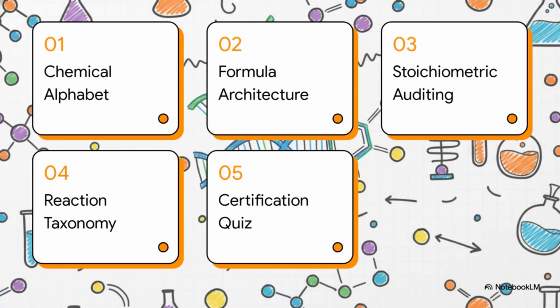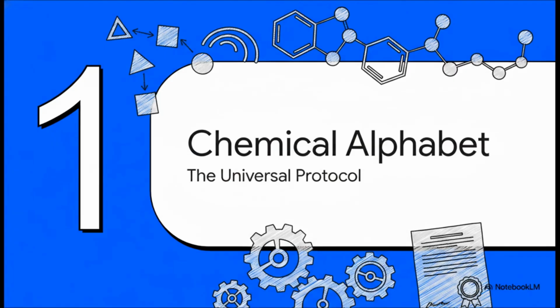So, here is our game plan for today's structured onboarding curriculum, which is designed to make you totally fluent in this universal language and ultimately secure our global supply chain. We'll quickly run through the universal chemical alphabet, look at formula architecture, dive into stoichiometric auditing, explore the taxonomy of chemical reactions, and then we'll wrap it all up with a rapid-fire certification quiz. Let's get moving. Starting right off with Section 1, the Universal Chemical Alphabet Protocol.